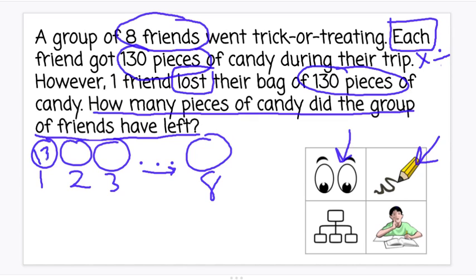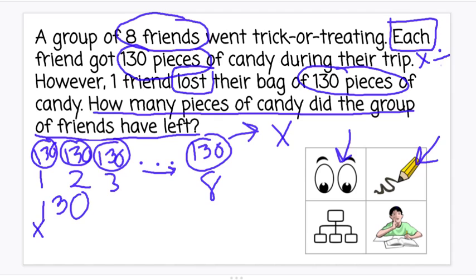This friend got 130 pieces of candy. This friend got 130 pieces of candy. This friend got 130 pieces of candy. And so did this one. So I see that number is repeating over and over again. When a number repeats, that must mean I multiply, because multiplication is the same thing as repeated addition. So first, I need to figure out how many pieces of candy they got. Each one got 130, and there were 8 friends. So I'm going to multiply 130 times 8.